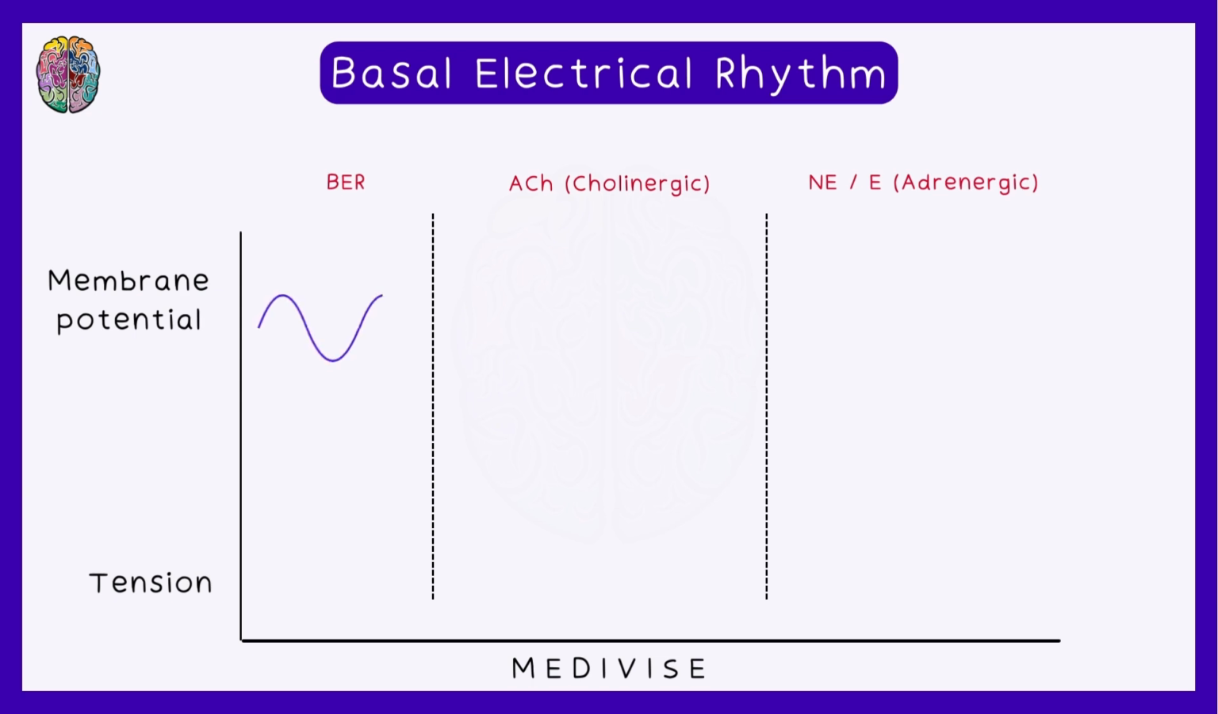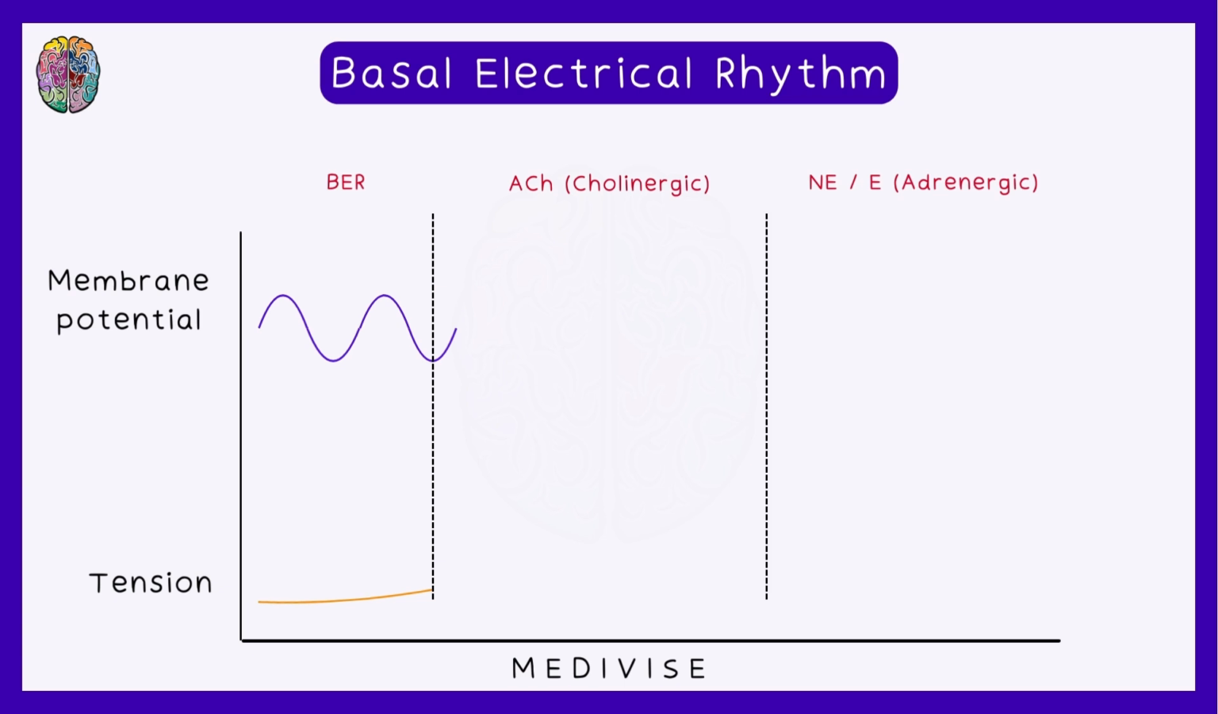So, basal electrical rhythm you already know, these are just slow waves. And you know that the slow waves are not responsible for producing any contraction in the GI muscles. So, can you tell me what is going to happen to the tension in the GIT? Since there is no contraction taking place, the tension will be very low. It will not increase. Now, what happens when there is cholinergic stimulation?